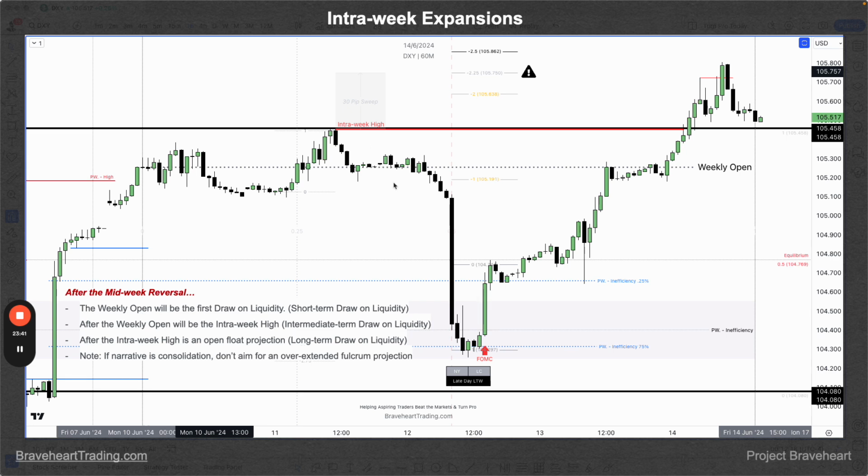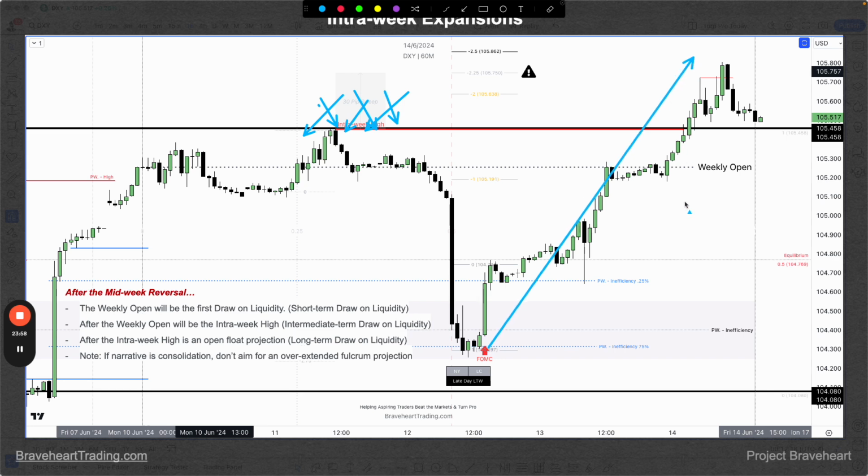So when we want to anticipate that to happen is during the intra-week expansions. This is when they want to neutralize the liquidity that was engineered for the week. Okay? So now is when we want to mark out and plan out the draw on liquidity step by step. And the first one is the weekly open. Okay, so we already created the Judas swing for the week below it. So the first draw is back to the open.